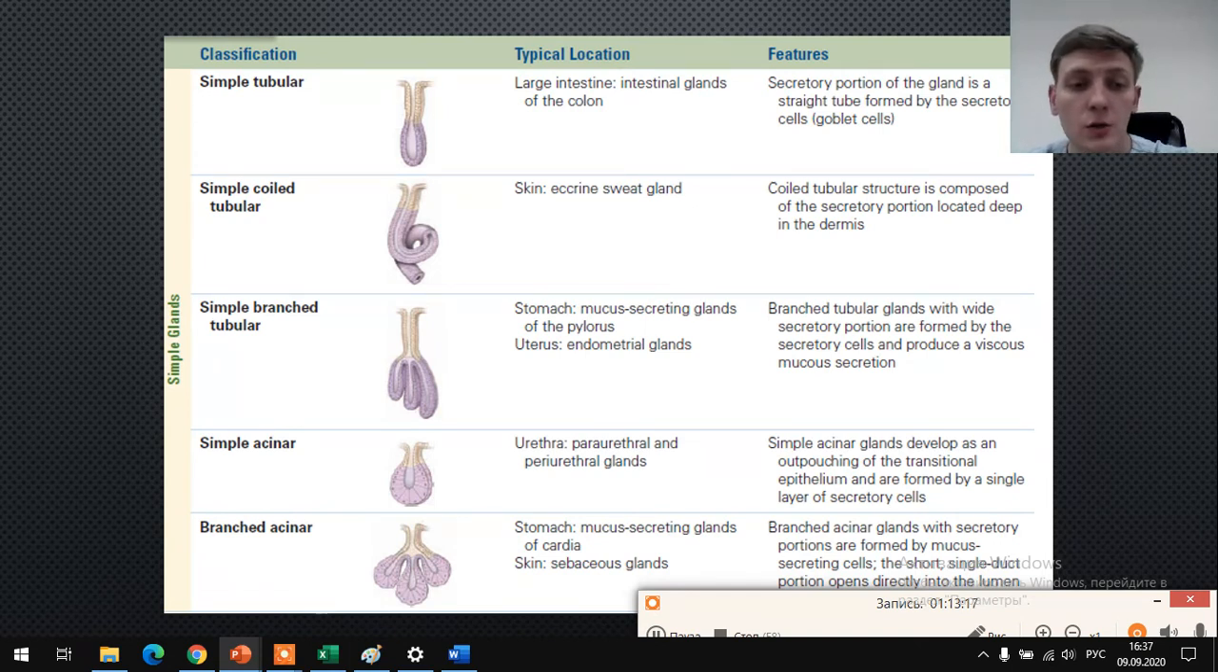So the location of branched acinar glands is the stomach. It's present in serous secreting glands of the cardia, which secrete the enzymes of the stomach. And in skin, we can also find branched acinar glands, which are located in sebaceous glands. Sebaceous glands produce the sebum, this lipid-like secretion on the skin.